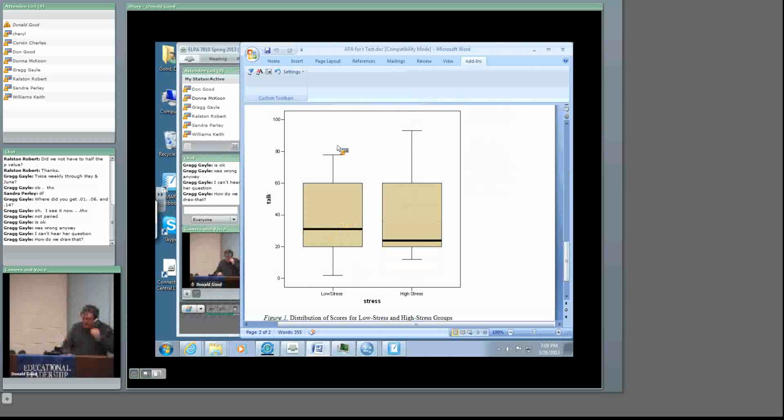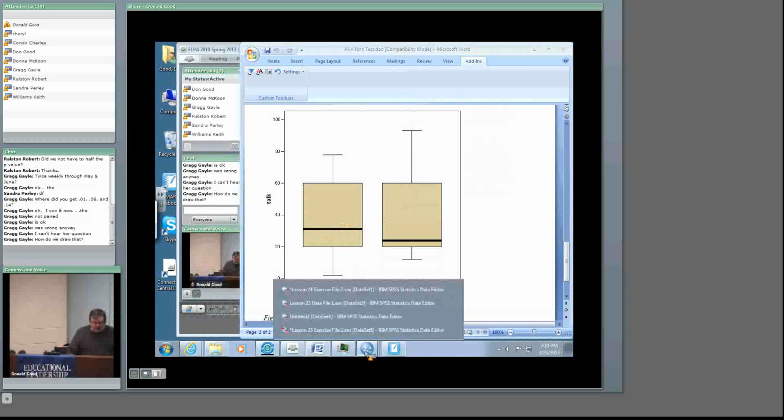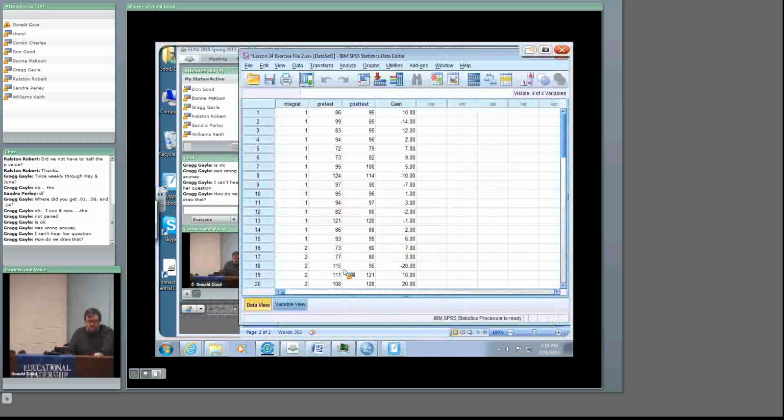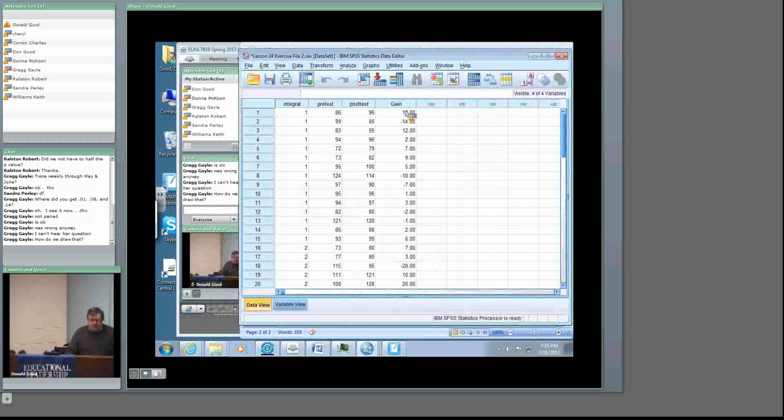Okay, let me find a good example. I'll find lesson 24 here. I want to do a box plot of the game scores, but whether they're integrated or not. Remember that example? We go to graphs. We go to legacy dialogues. You can ask me why it's called legacy dialogues. I don't know. Still don't know.